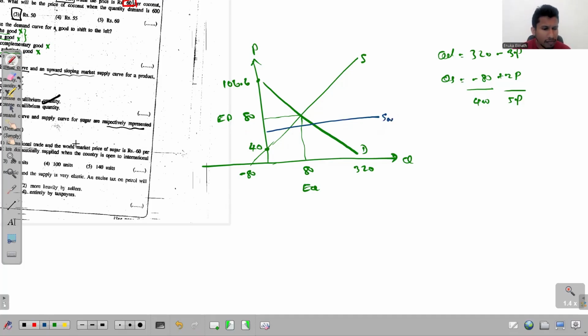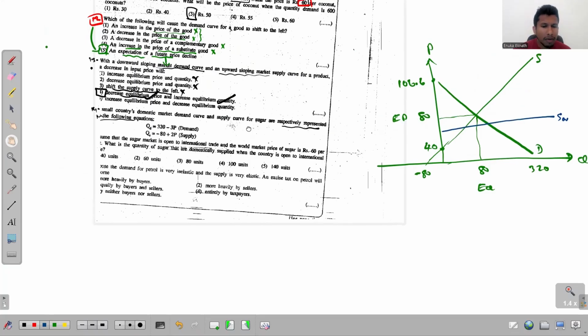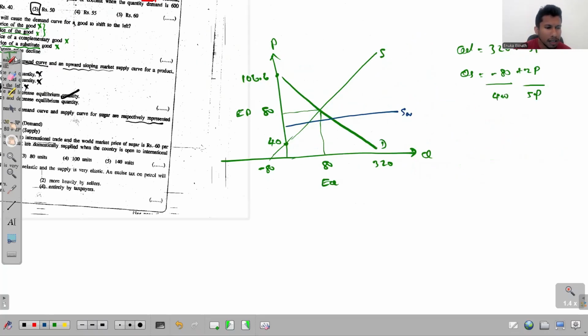The world market price for sugar is given to us as 60. When the sugar gets imported to the country, to this economy, the sugar price gets reduced to 60.